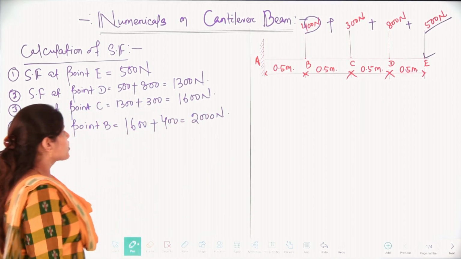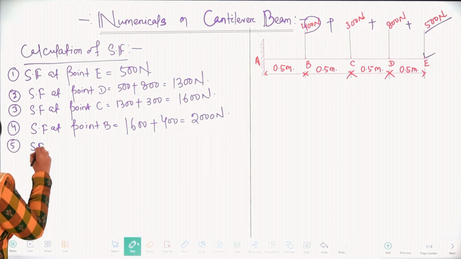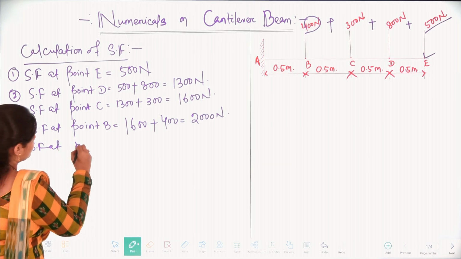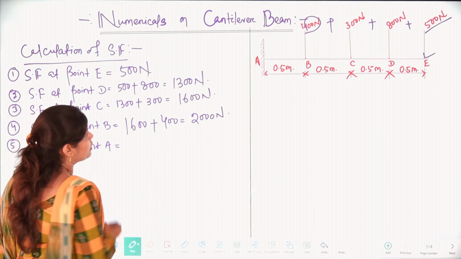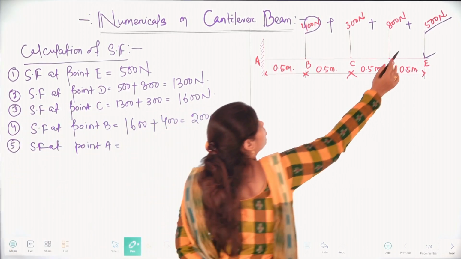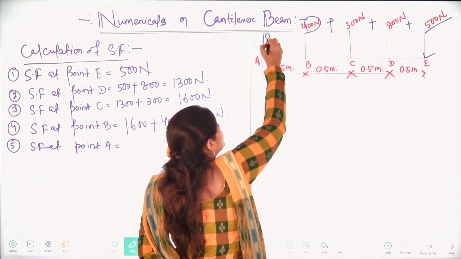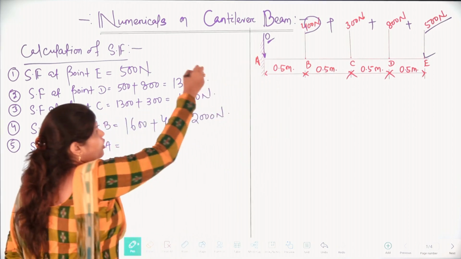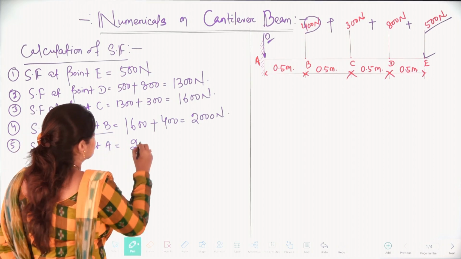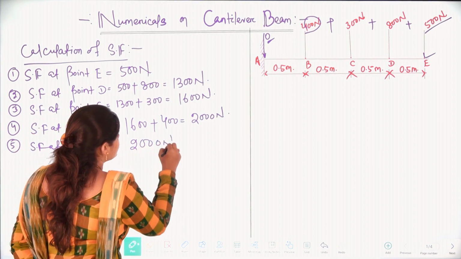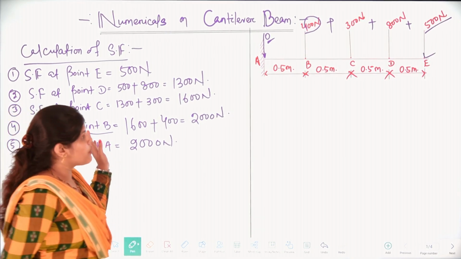Okay. So next is shear force at point A. It will be the addition of all these 4 forces. You can see at this point there is no load. So addition of these 4 is the same as point B. So it will be 2000 Newton. Now we have the shear force values.